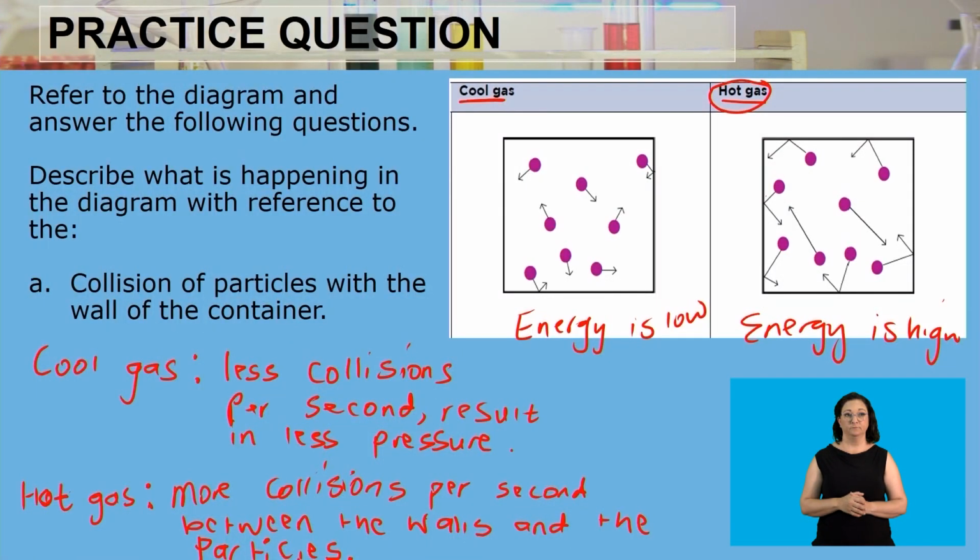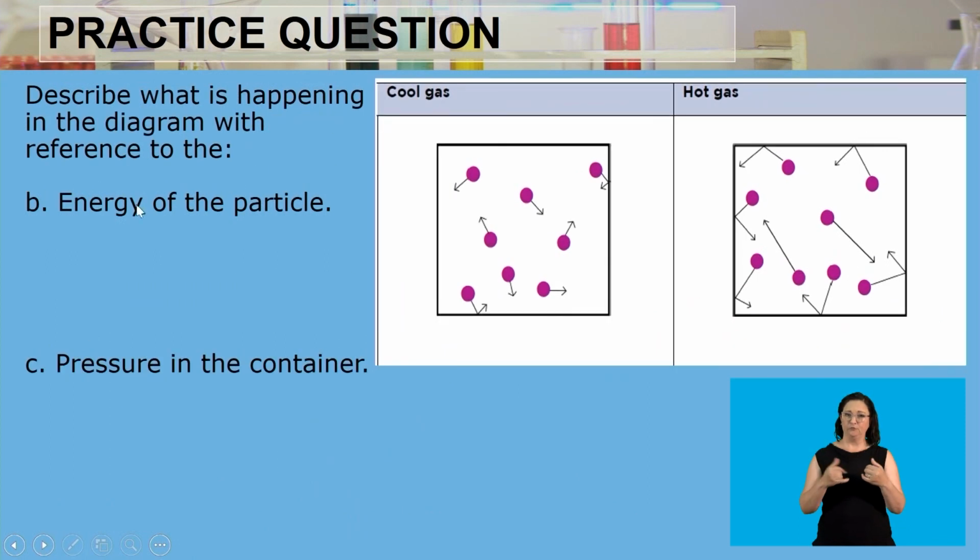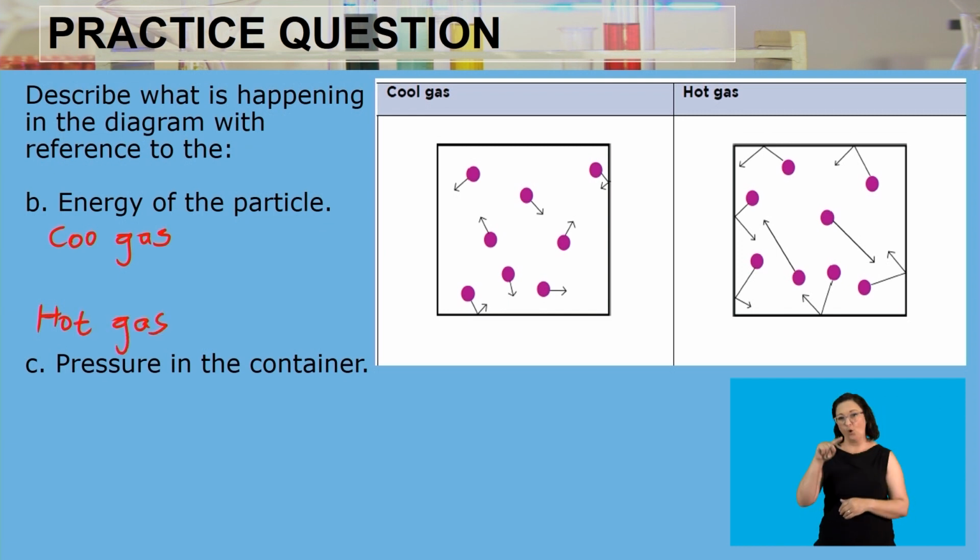Now, second question is, same picture that you are given, but now we need to describe what is happening in the diagram with reference to the energy of the particles. So, cool gas, and then hot gas. Now, the cool gas, the particles there will have less energy. And then the hot gas, the particles there will have more energy.